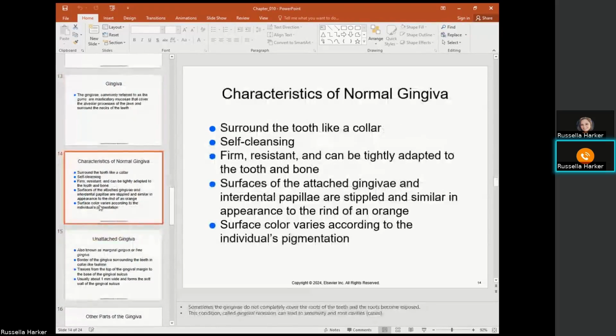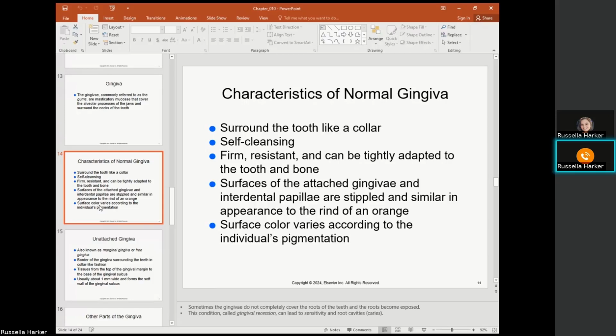So with normal gingiva, it's going to surround the tooth like a collar. It's going to be tight around the tooth, not loose and flappy. They're self-cleansing. They're firm and resistant, and they can be tightly adapted to the tooth and bone. So when they're tightly adapted and they fit the tooth like a collar, you should have healthier gums. When they're not tightly adapted and they're kind of flappy, usually you're more into a periodontal issue.